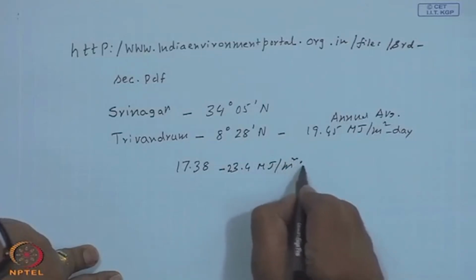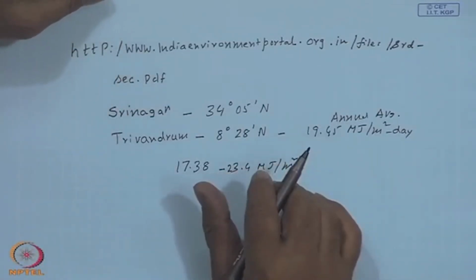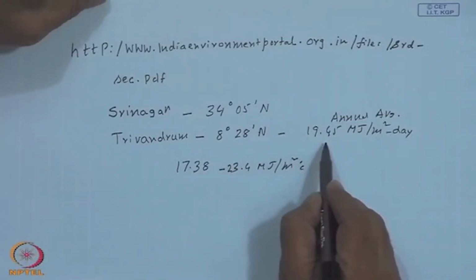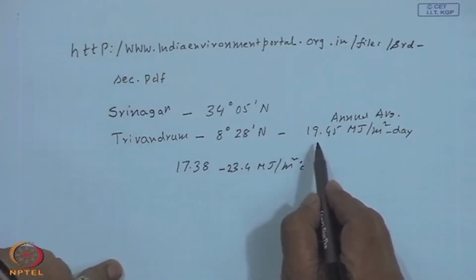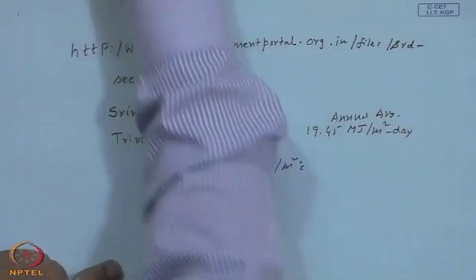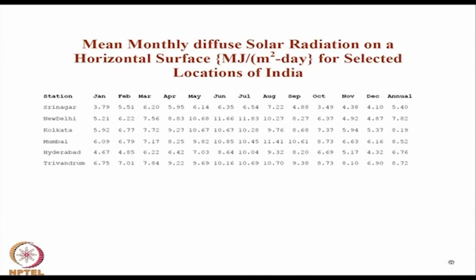That is, if you statistically say that the standard deviation is very low, and as you are going very near the equator, the variation between January to December or summer June to December is very small, and like that you can make an interesting observation for the remaining locations, and that was my idea of showing it here. The corresponding diffuse solar radiation on horizontal surface is given.